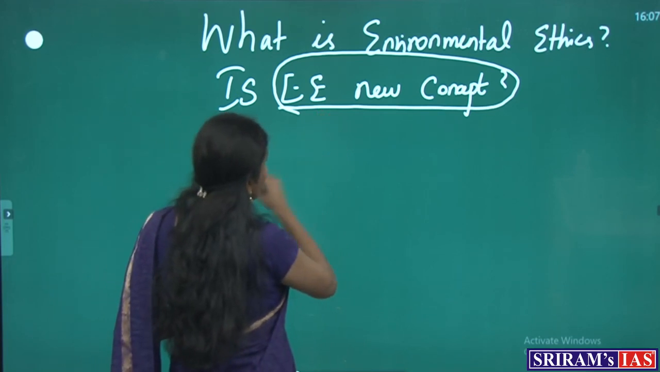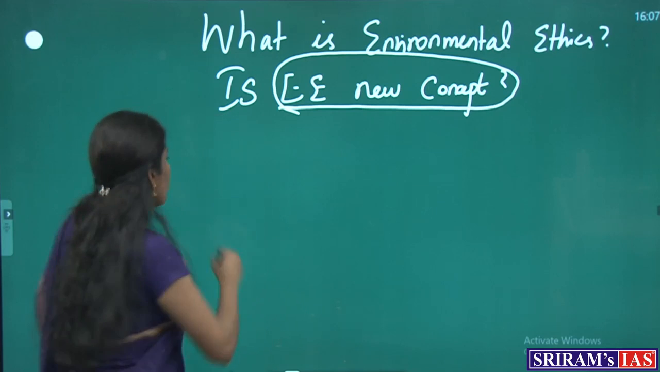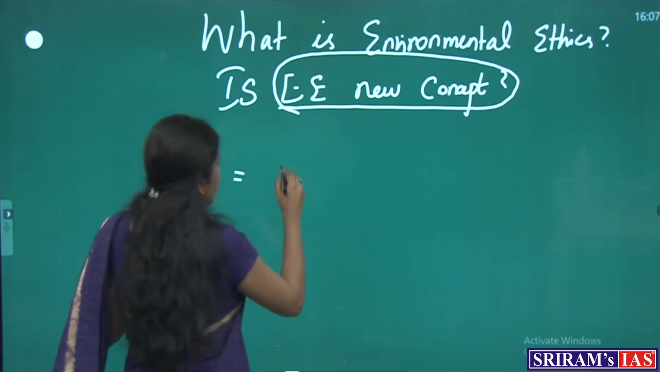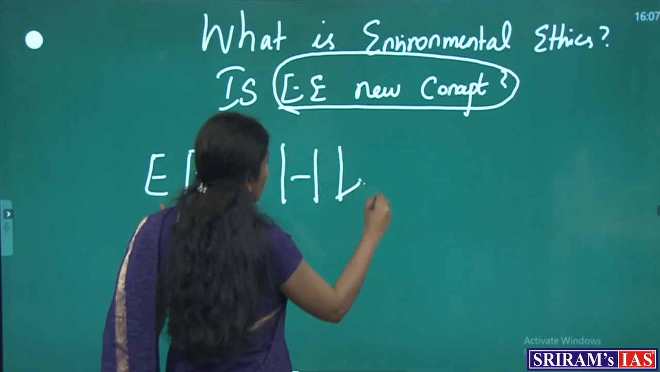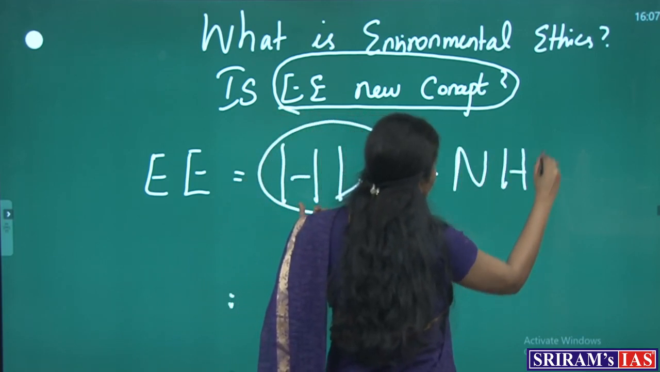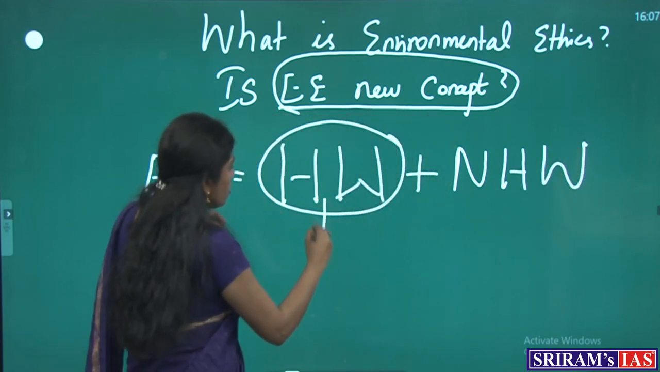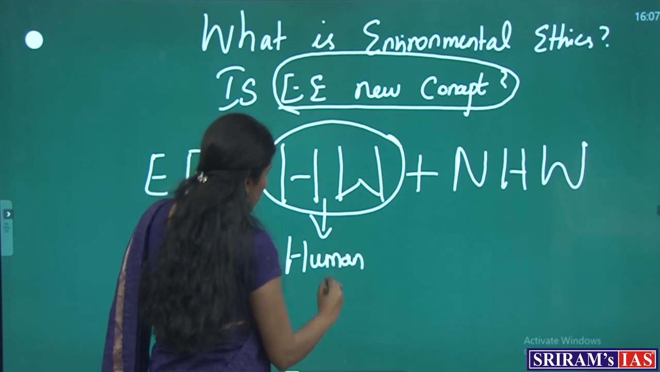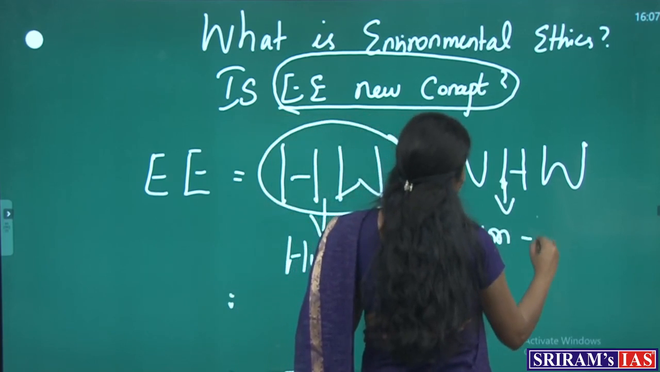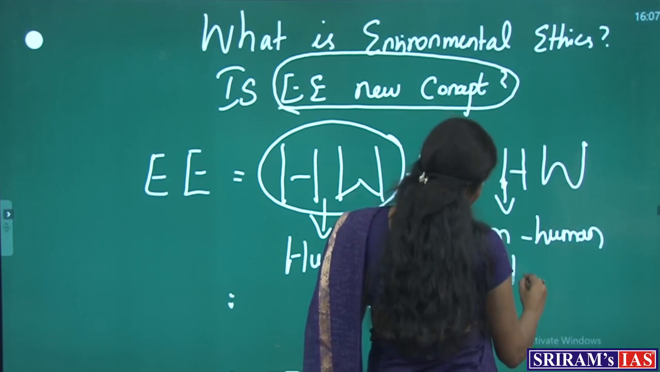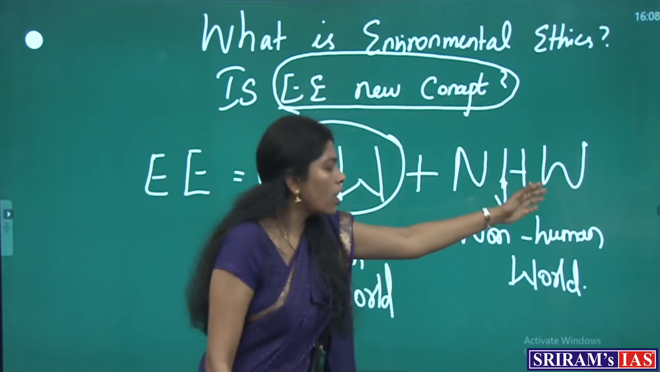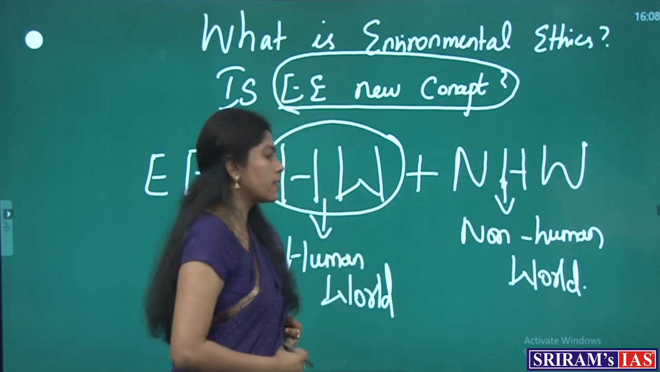Now we will define environmental ethics. What is environmental ethics? Like a formula you can write: environmental ethics is equal to extending the traditional boundaries of including solely the human world, to the non-human world also. Here HW means the human world, and NHW is the non-human world. So now we are extending the traditional boundary of ethics from including humans to including non-humans also, that means other species also to be included inside ethical principles.